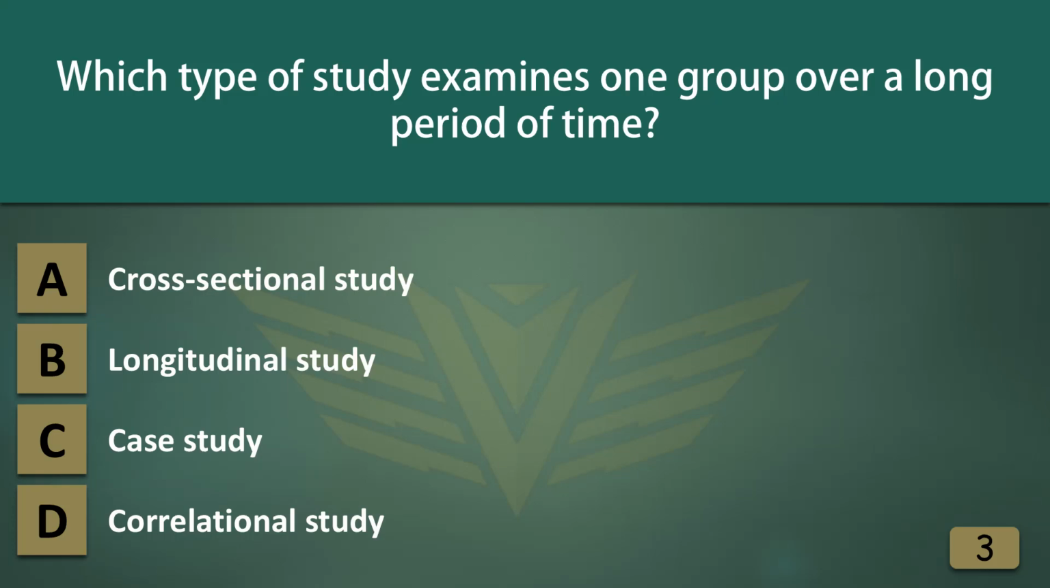Which type of study examines one group over a long period of time? A. Cross-sectional study. B. Longitudinal study. C. Case study. D. Correlational study. The correct answer is B. Longitudinal study.